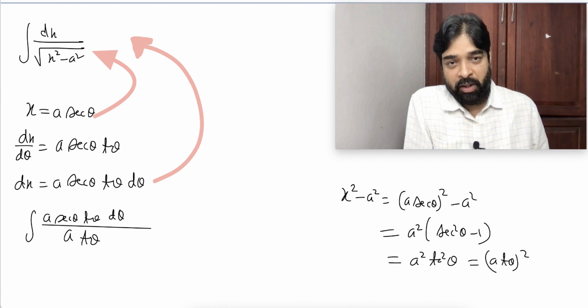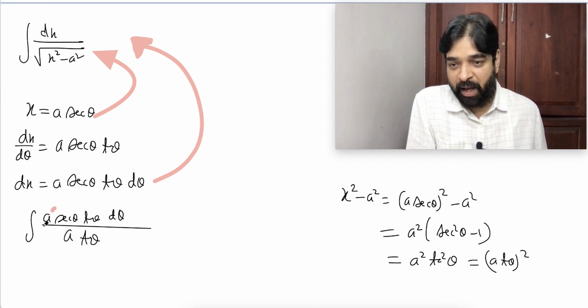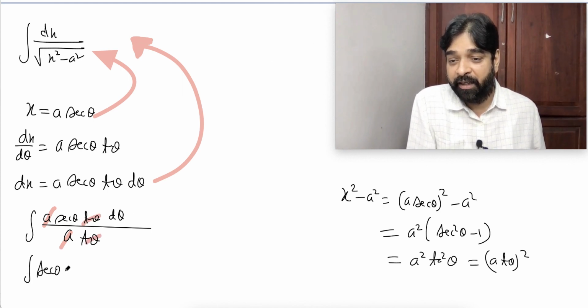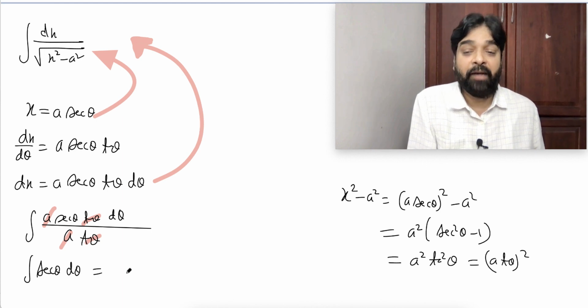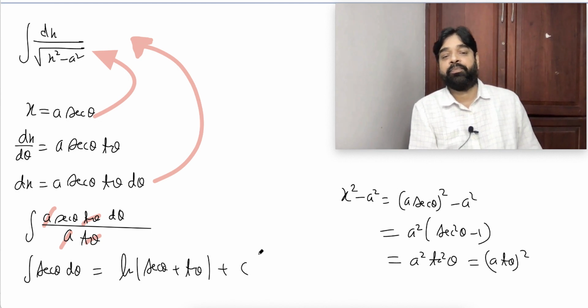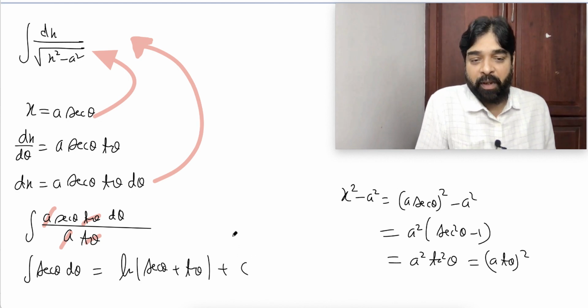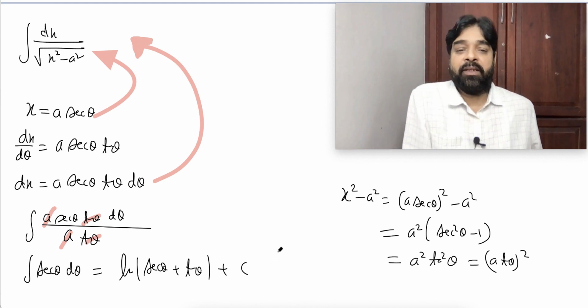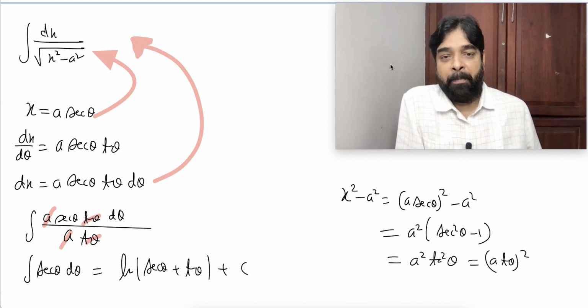Tan theta cancels, and what remains is the integral of secant theta d theta. That integration will be ln mod secant theta plus tan theta plus c. Have you understood? Is this clear to everybody?